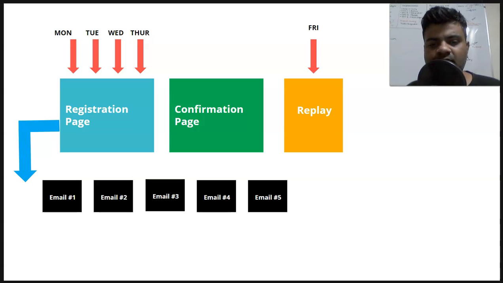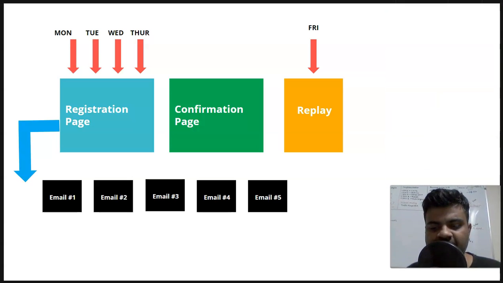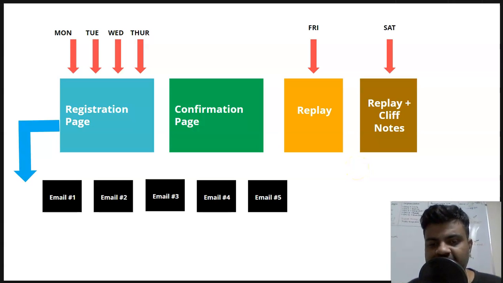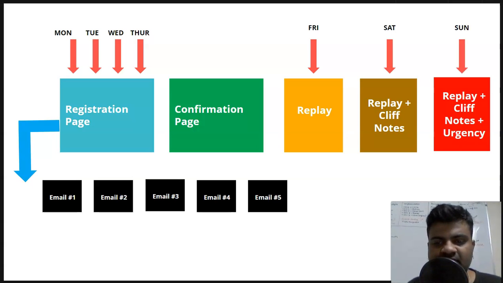The next is the replay page, which you will release after the webinar, let's say on Friday. On Saturday, you'll play the replay plus cliff notes. And on Sunday, you'll play the replay, cliff notes, and an urgency telling them that the offer is going to end today and there won't be any offer for them, even if they come next week or 1 year after.